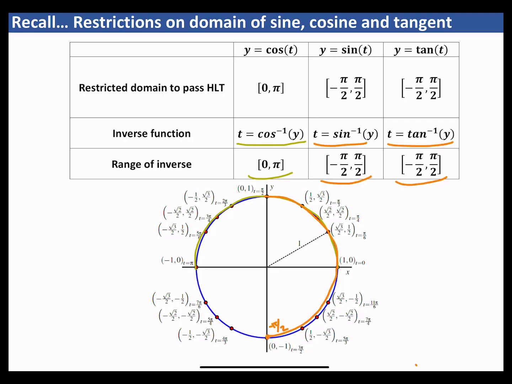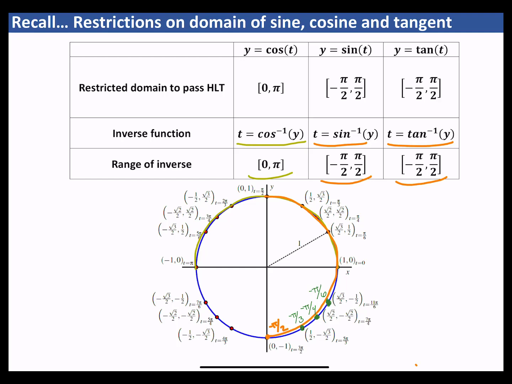Specifically, we will represent angles in quadrant 4 from the perspective of traversing the circle clockwise. That means we will represent 11 pi over 6 as negative pi over 6. We'll represent 7 pi over 4 as negative pi over 4. 5 pi over 3 will be represented as negative pi over 3.